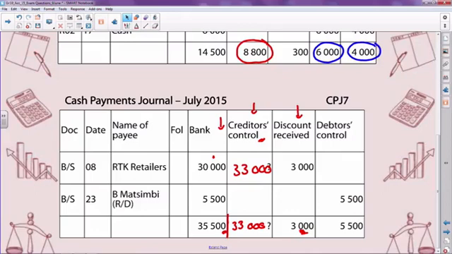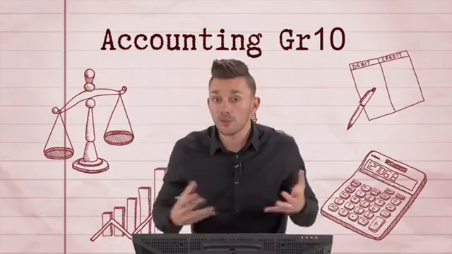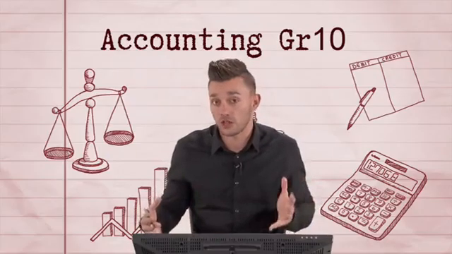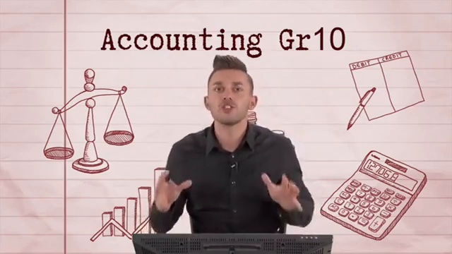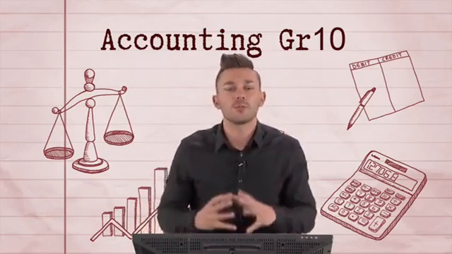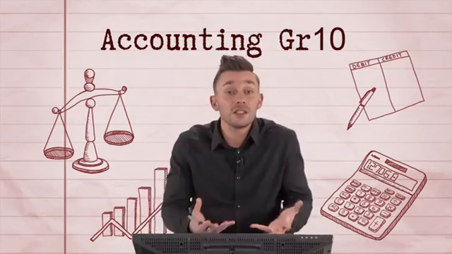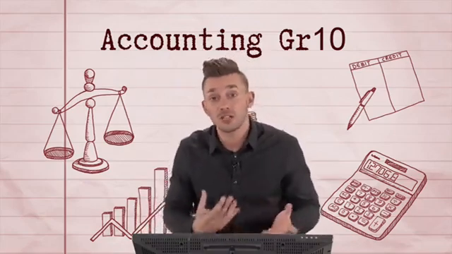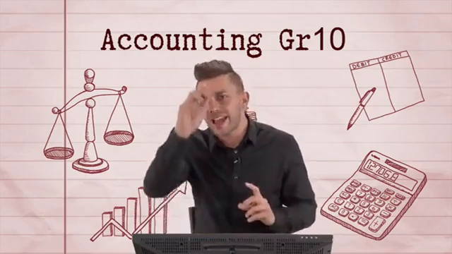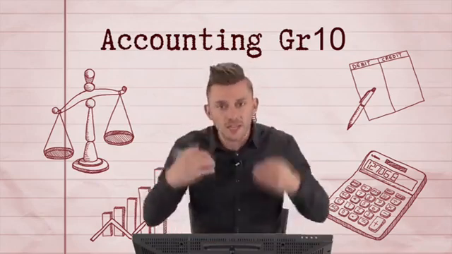RD check means return to drawer. So Matsimbi gave us money, so we received it and placed it in the CRJ. But now, this check bounced. It was a rubber check, a bad check. It wasn't valid, it wasn't worth anything, or Matsimbi didn't have cash in his account to give us. Therefore, we need to cancel the receipt and place it in the CPJ.